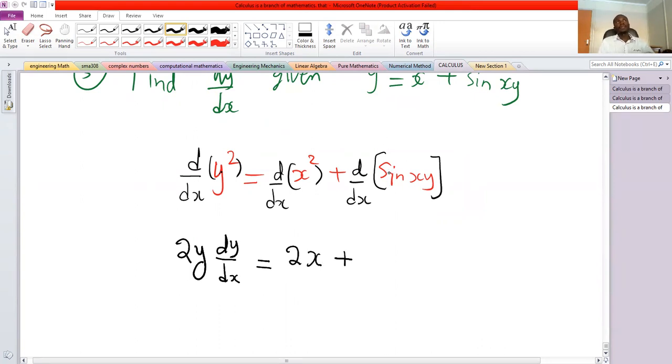Now here, you ask yourself, this is a sine function. Forget about the argument of this trigonometric part. This is a sine function. So when you differentiate a sine function, you get a cosine function. So you write cos of xy. And then now you differentiate this part, by chain rule. So d/dx of x times y.